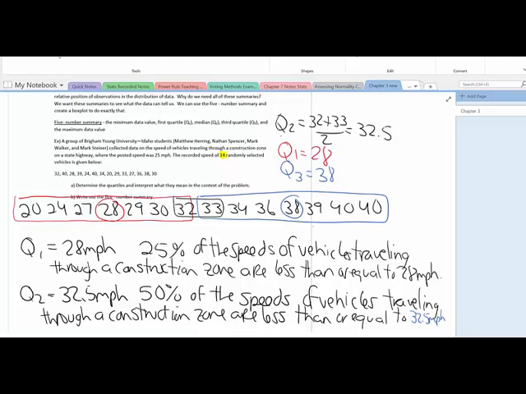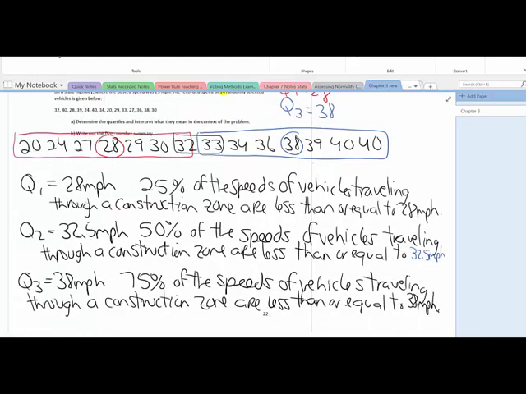Now, the third quartile, that separates the bottom 75% from the top. So here's how we would write this out. 75% of the speeds of vehicles traveling through a construction zone are less than or equal to 38 miles per hour.